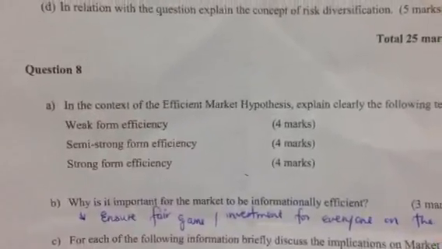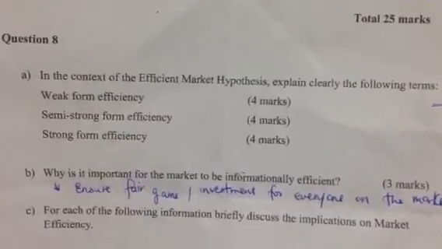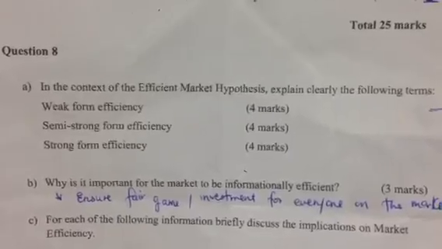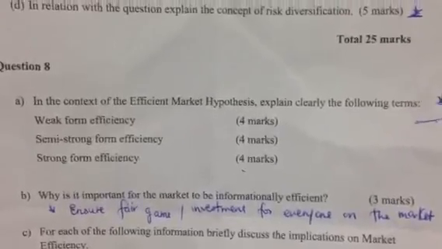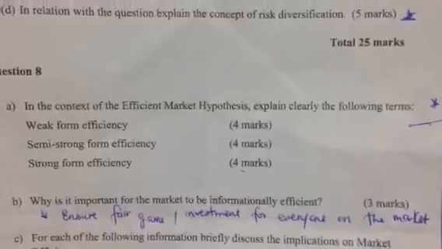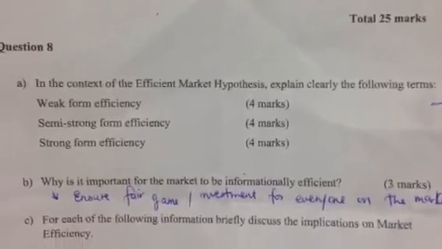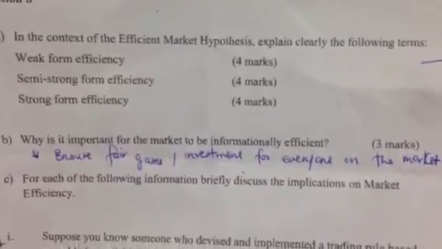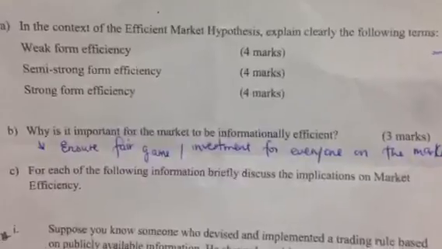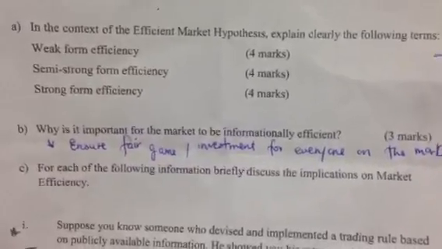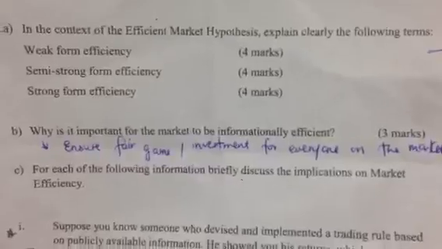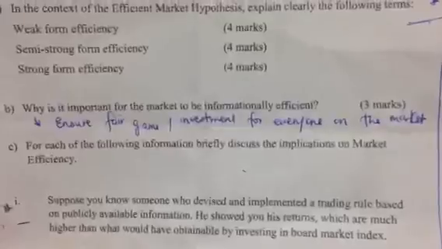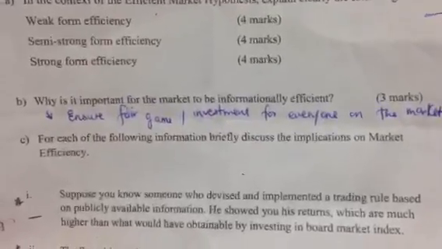So here we will just highlight what we have spoken about and go into detail. We need to deeply understand what these three levels of market efficiency mean. You'd pick them one by one and explain in detail what they mean, as we have done in the previous video. That will give you 4 marks each, giving you 12 marks. Easy.